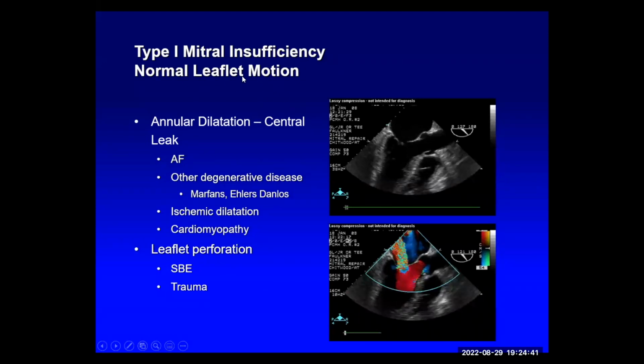And lo and behold, when I was talking about type 1 mitral insufficiency, we have the annular dilatation. You can see here the annulus is quite big, there is no coaptation, and you can see this really big jet going to the left atrium. This is left atrium, left ventricle, aorta, and the jet is directed a little bit towards the posterior side of the left atrium. Again, as mentioned before, this occurs with atrial fibrillation, degenerative disease, ischemic dilatation of the annulus, or cardiomyopathy, a poor heart. You could also have it with leaflet perforation from endocarditis or from trauma, which is much rarer.